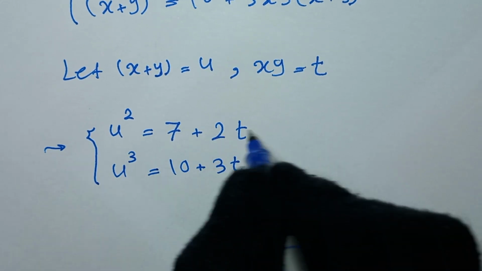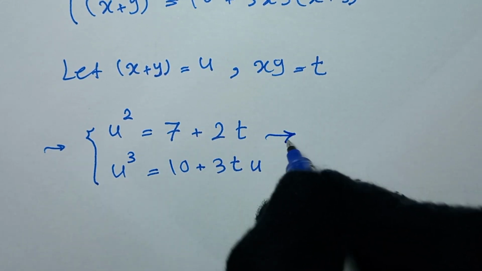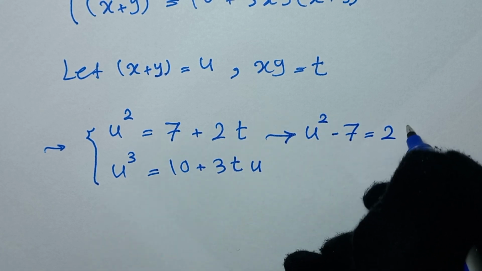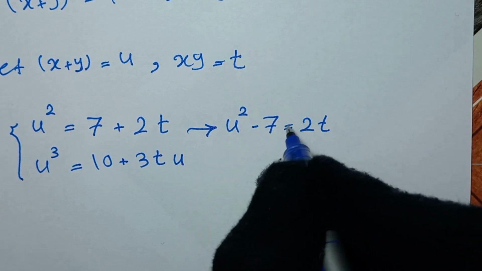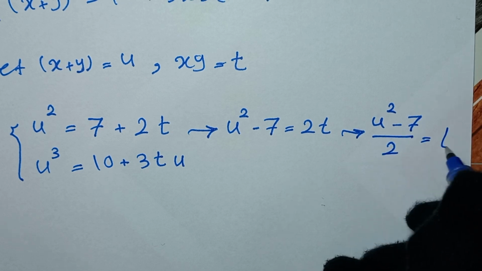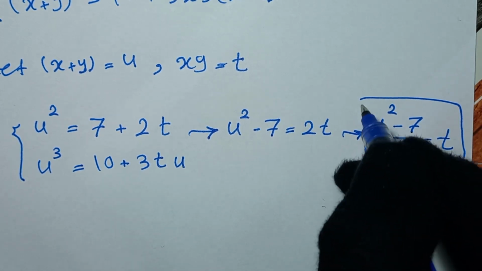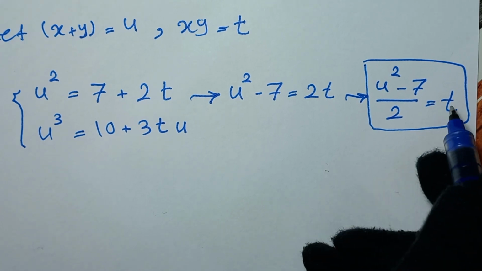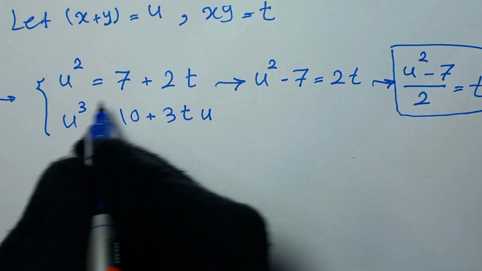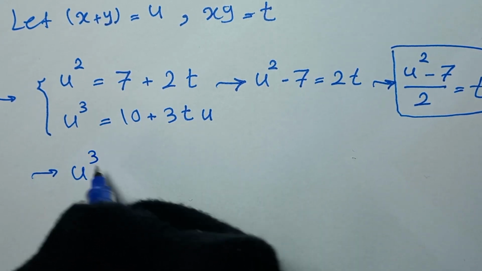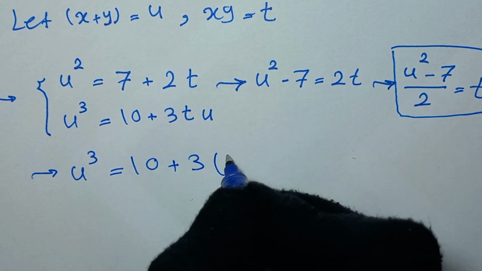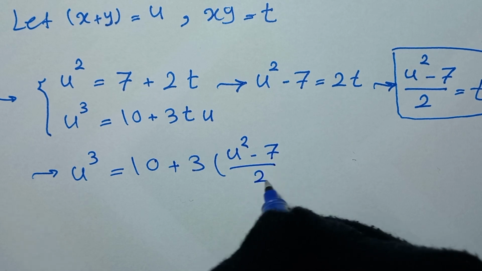And from this equation, we take this 7 to this side, and it will be u squared minus 7 is equal to 2t. And we divide both sides of this equation by 2, so it will be (u squared minus 7) over 2, which will be t, right? So in the next step, we substitute this t, (u squared minus 7) over 2, in this equation, and we rewrite this equation, and it will be u cubed is equal to 10 plus 3t, where t is (u squared minus 7) over 2, times u.